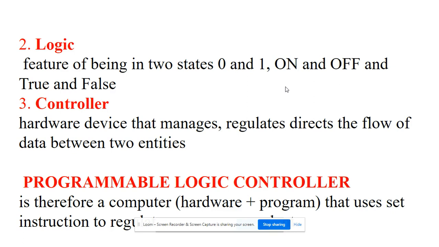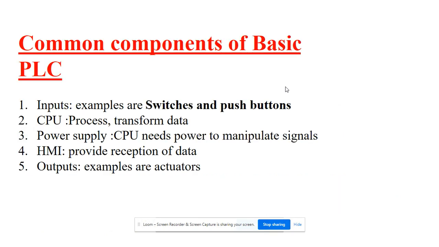The word logic is a feature of being in two states: 0 and 1, on and off, or true and false. A controller is a hardware device that manages, regulates, and directs the flow of data between two entities, that is, the input and the output. Therefore, a programmable logic controller is a computer, hardware, and a program that uses a set of instructions to regulate a machine.